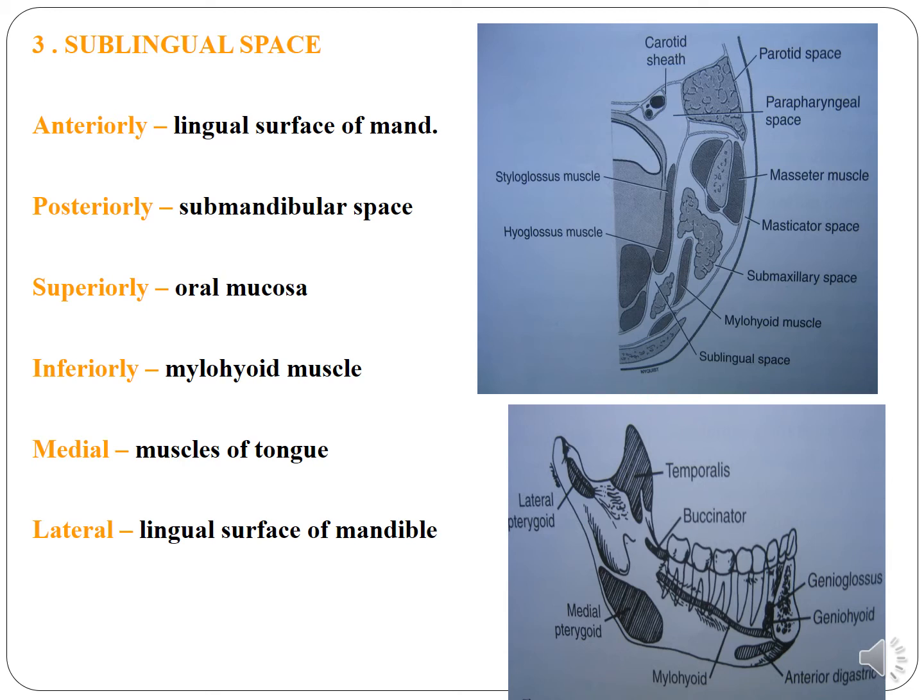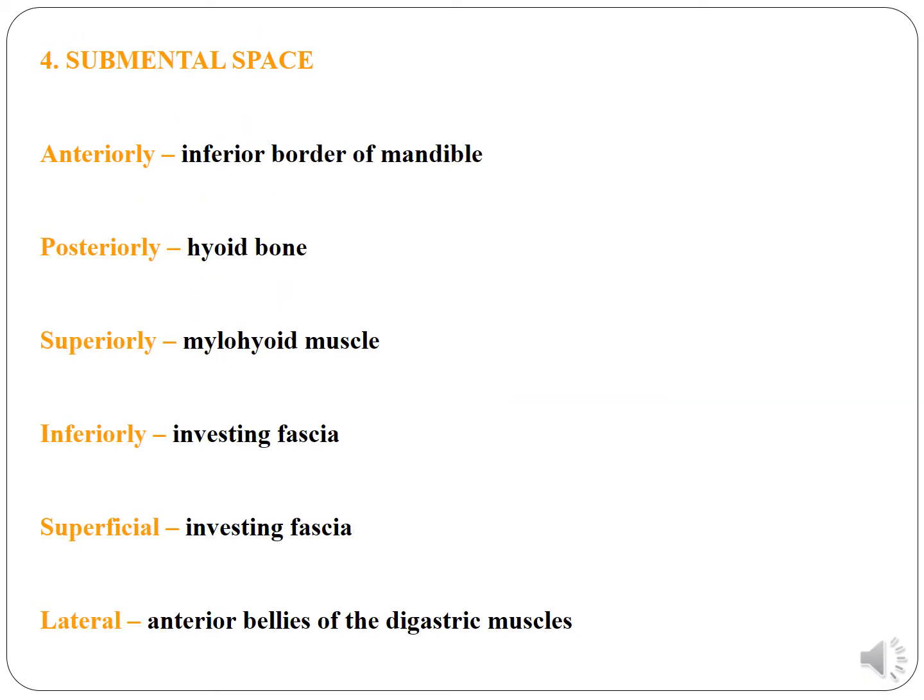It is just beneath the tongue. Below the floor, the submandibular space is still farther anterior, and you have this anterior relation as the inferior border of the mandible. Posteriorly you have the hyoid bone, and superiorly the mylohyoid muscle. You have investing fascia inferiorly, and then investing fascia superficially, and the lateral boundaries are formed by the anterior bellies of the digastric.